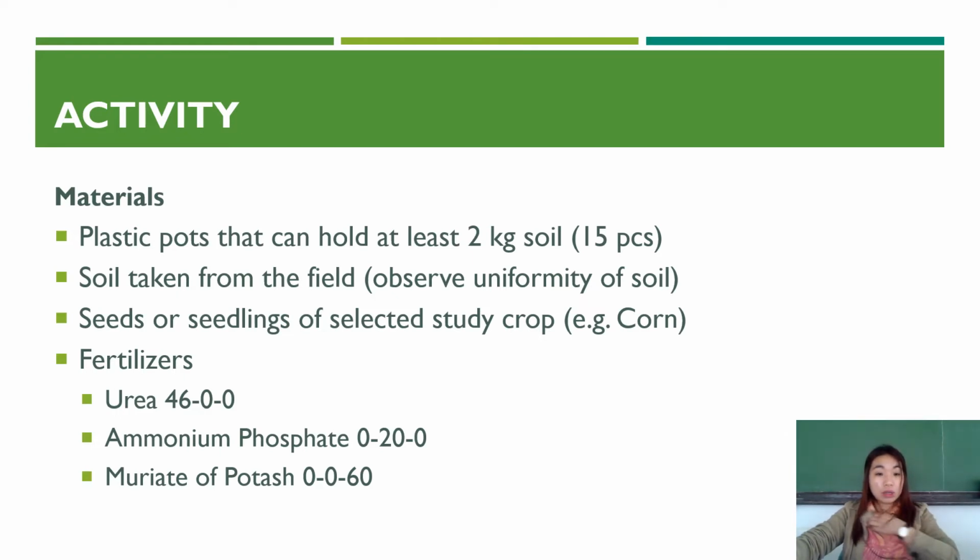Yung mga ito, this 46-0-0, 0-20-0, and 0-0-60, we call this the fertilizer grade. So the fertilizer grade for ammonium phosphate is 0-20-0. So it goes like that with urea and muriate of potash.